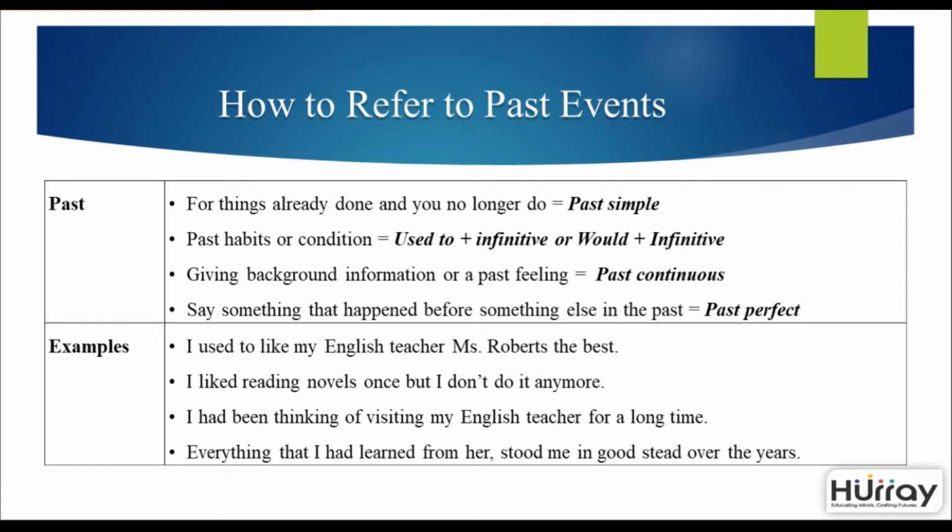If you want to talk about past habits or conditions, you need to say I used to so and so, used to plus infinitive, or would plus the infinitive. Say would and then give the verb. You could also say, giving background information or a past feeling, use the past continuous tense. If you want to say something that happened before something else in the past, then you use the past perfect tense.